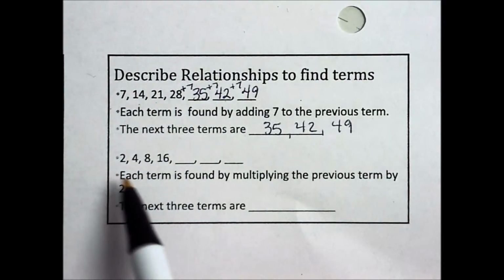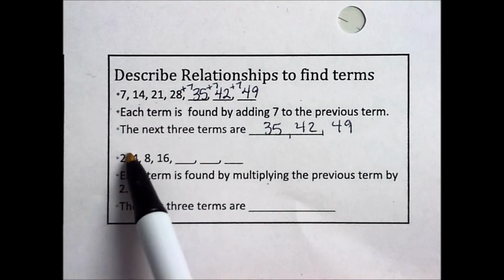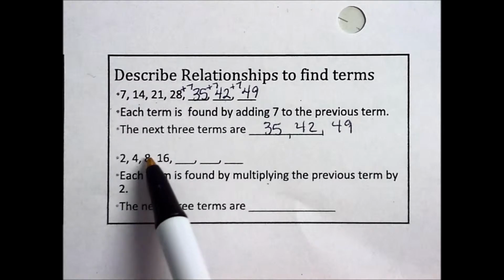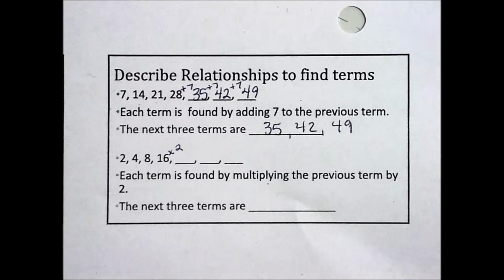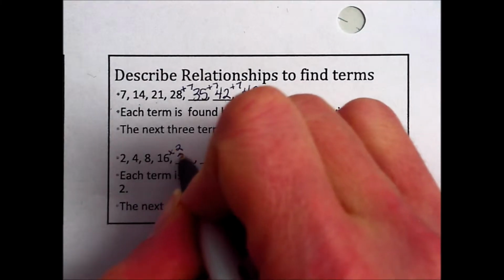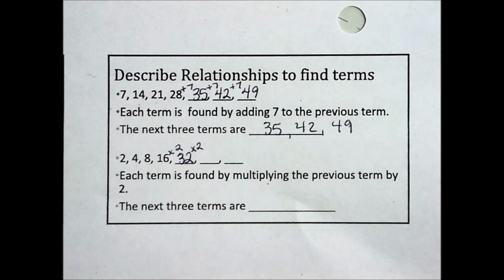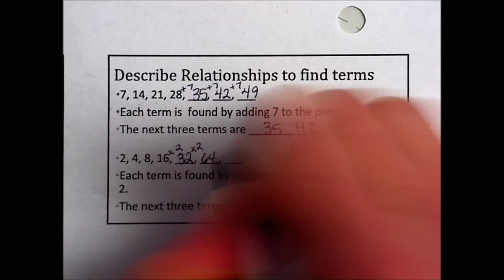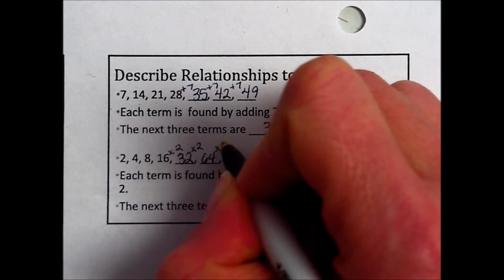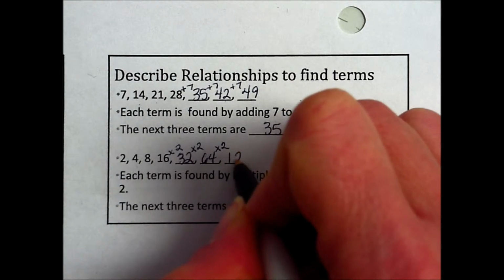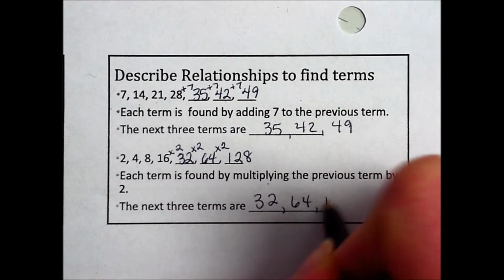Okay, on the next set, we see that each term can be found by multiplying the previous term by 2. So 2 times 2 is 4. 4 times 2 is 8. 8 times 2 is 16. So now 16 times 2 for the 4th term will give us 32. So then we'll multiply by 2 and get 64 for the 5th term. And then 64 times 2 gives us 128. So the next 3 terms are 32, 64, and 128.